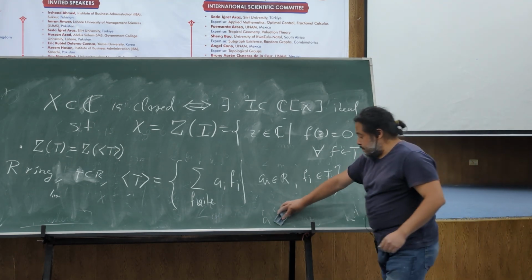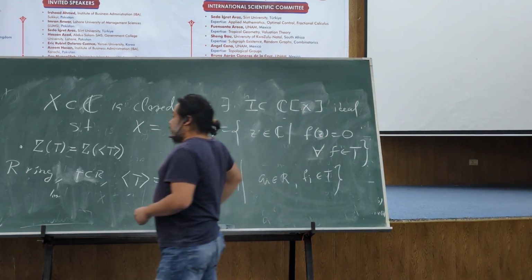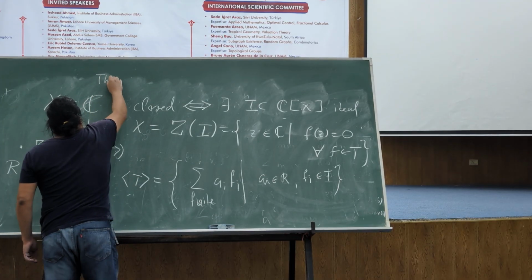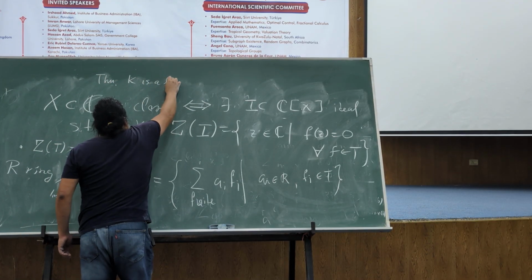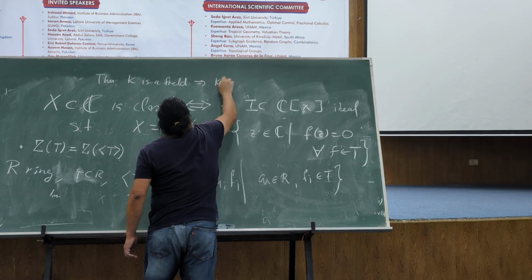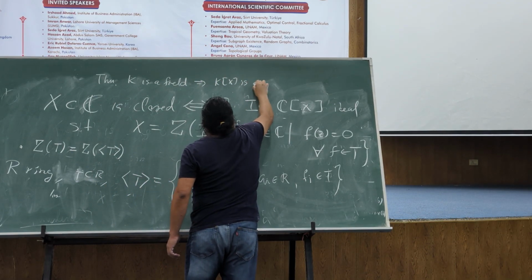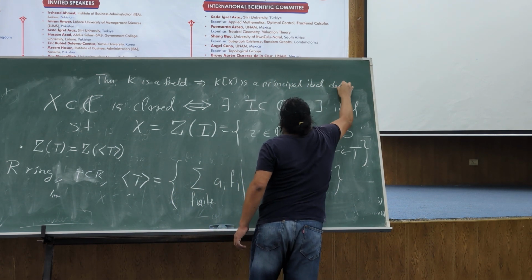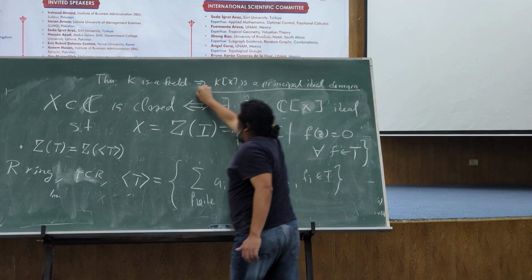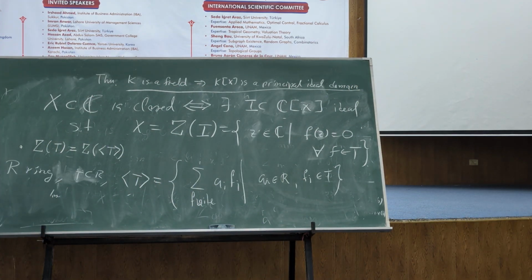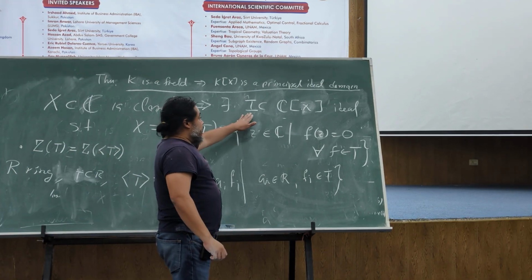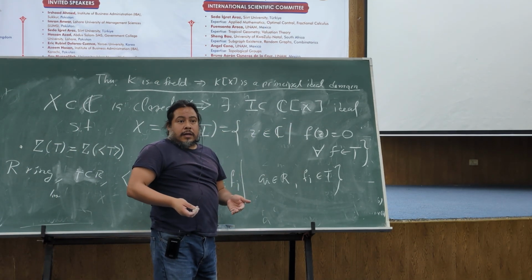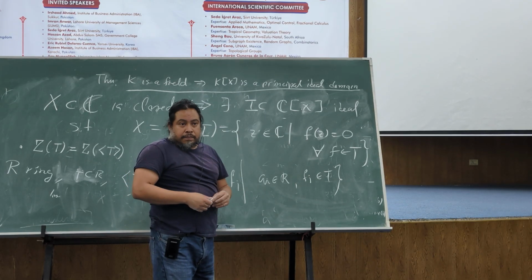In fact, this is a theorem. If K is a field, then K[x] is a principal ideal domain. That means that any ideal is spanned by a single element. So an ideal here is the same as taking a single polynomial.